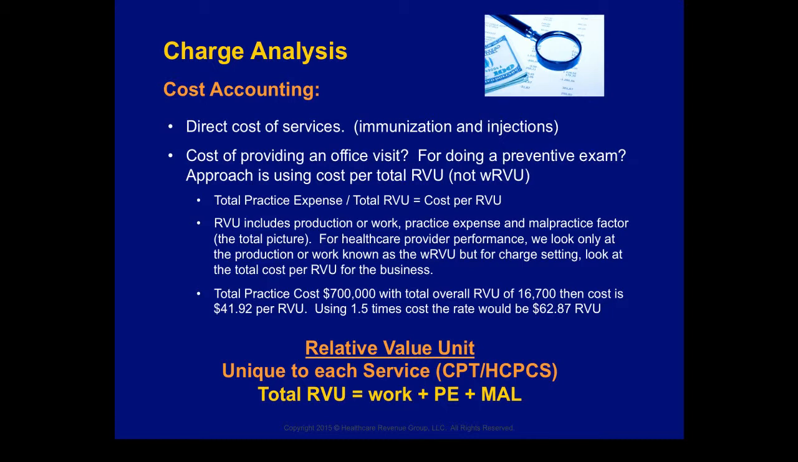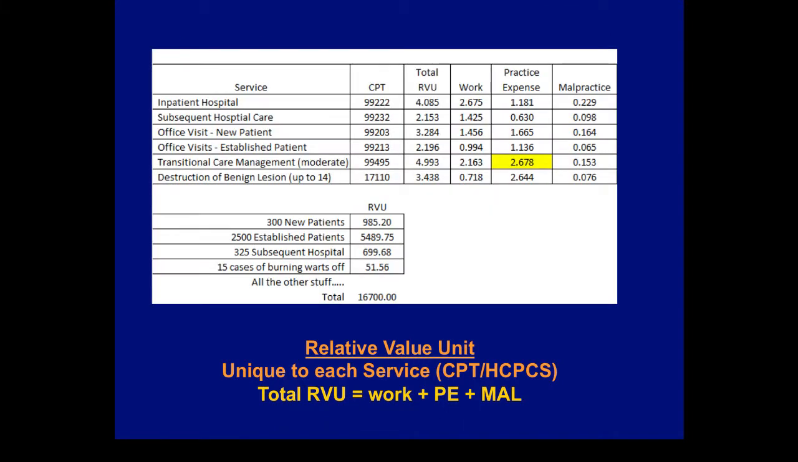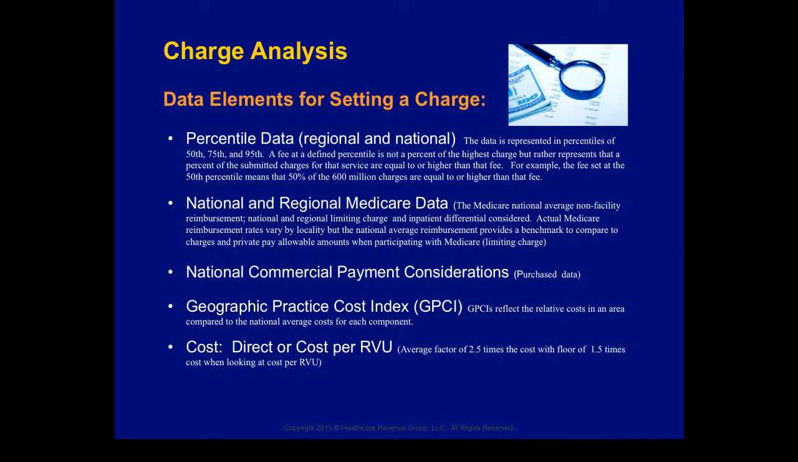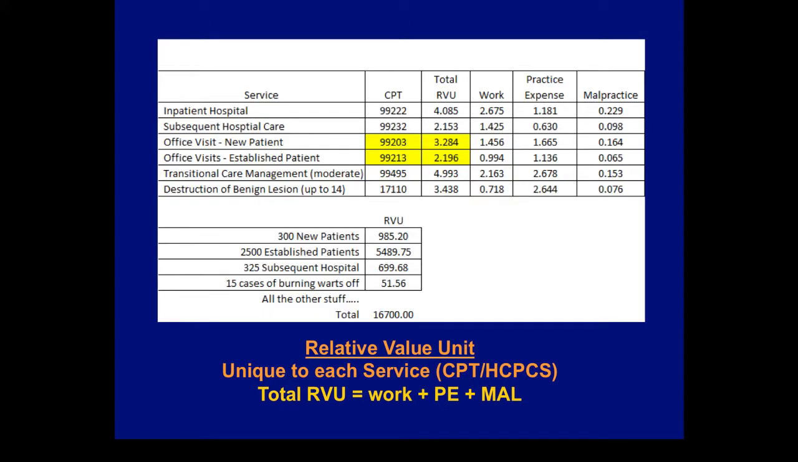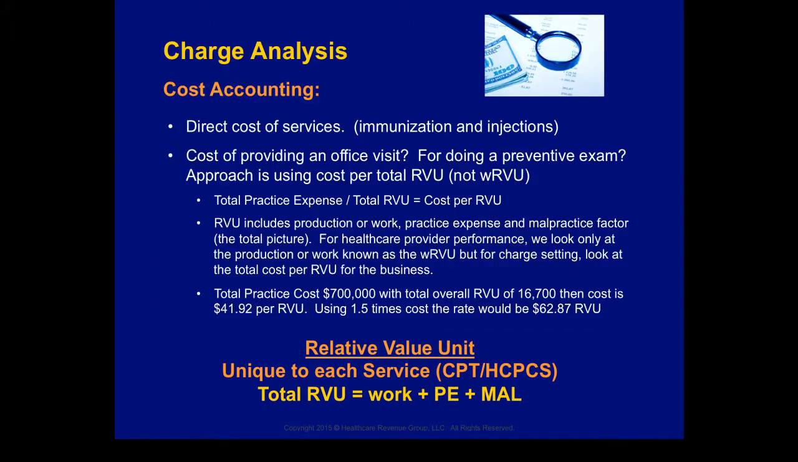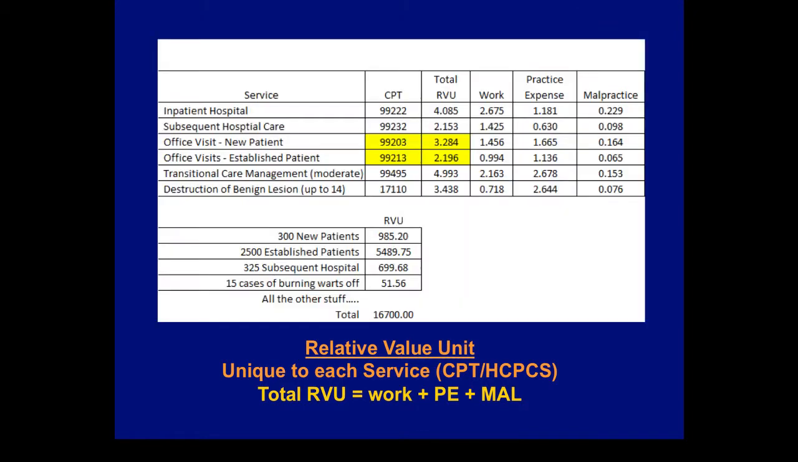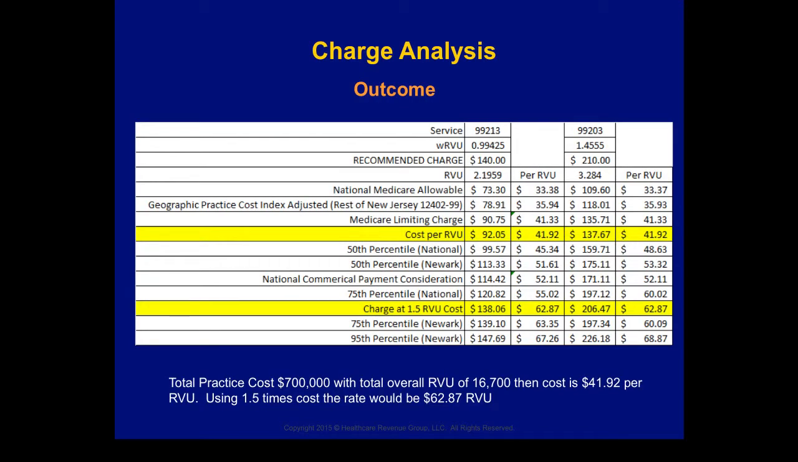And remember the conversion factor right here on costs said average factor of 2.5 times the cost with a floor of like 1.5 times cost when you're looking at the cost per RVU. So if I use 1.5 times the cost, I'd be at 62.87. I hope you're following me. You might have to listen to this twice. So 62.87 would say I can never accept anything lower than 138.06, or I want my charge to be 138.06.